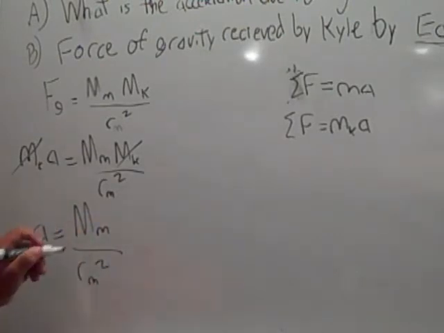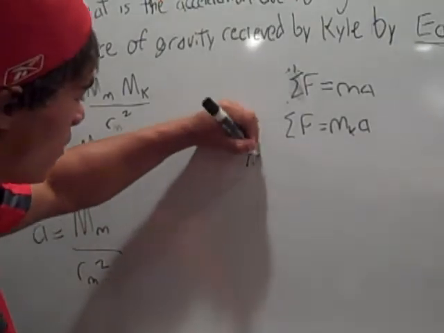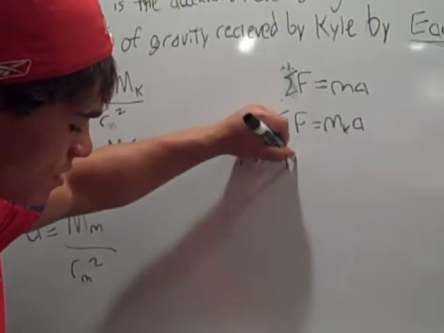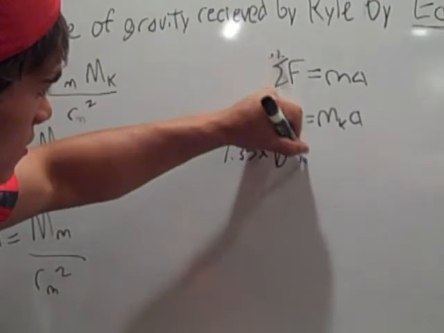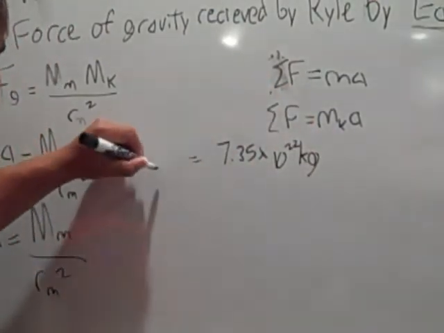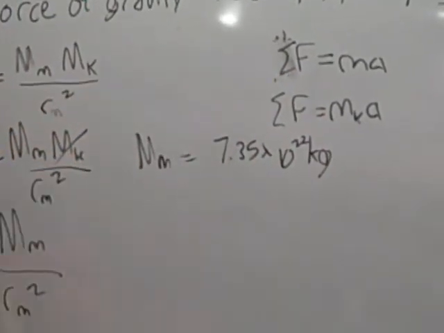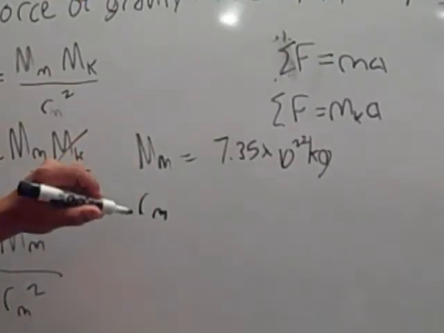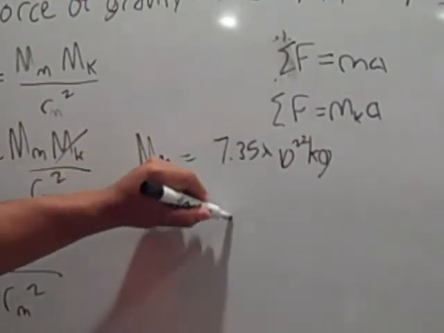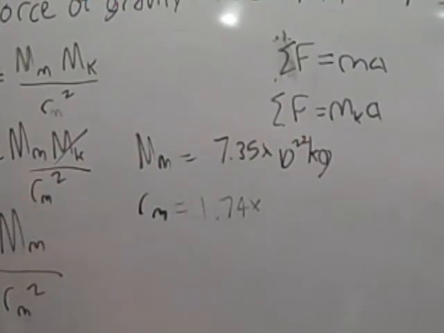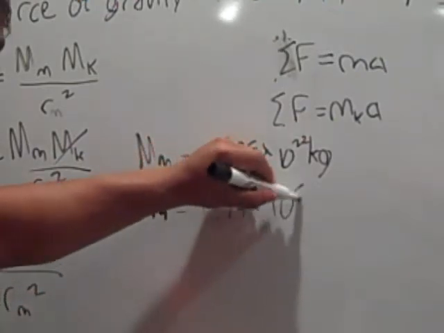Now we just substitute in the values. So the mass of the moon would be 7.35 times 10 to the 22nd kg. That's the mass of the moon. And then the radius of the moon will be 1.74 times 10 to the 6th meters.